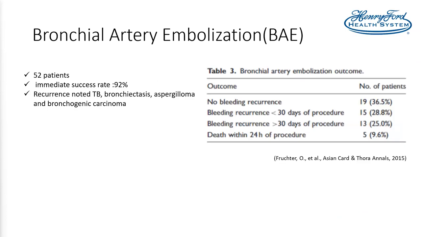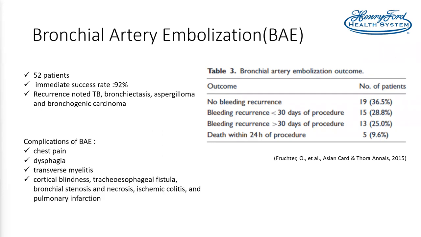Here is a recent study from 2015 that looked at bronchial artery embolization outcomes. They studied 52 patients. The immediate success rate was 92%. But they noticed that if a recurrence is going to happen, it's more likely with TB, bronchiectasis, aspergilloma, and bronchogenic carcinoma. Complications are mostly self-limiting chest pain and self-limiting dysphagia, if there's non-target embolization of the esophagus, or transverse myelitis if they embolize the spinal artery, or more rare things like cortical blindness, tracheoesophageal fistula, and bronchial stenosis. These are pretty serious, but at the same time, this is a life-saving procedure.